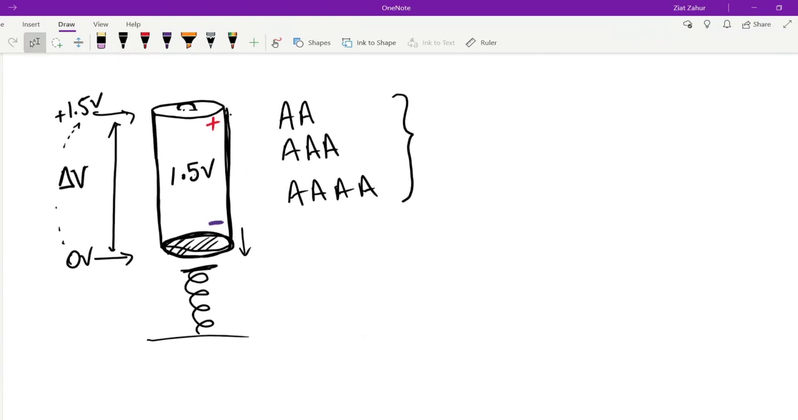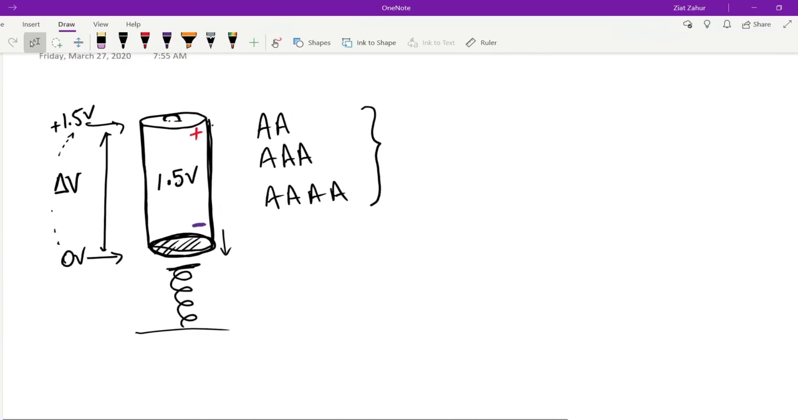Yeah. All right. So anyway, we set the bottom of the battery to be 0 volts, similar to the floor being 0 height.